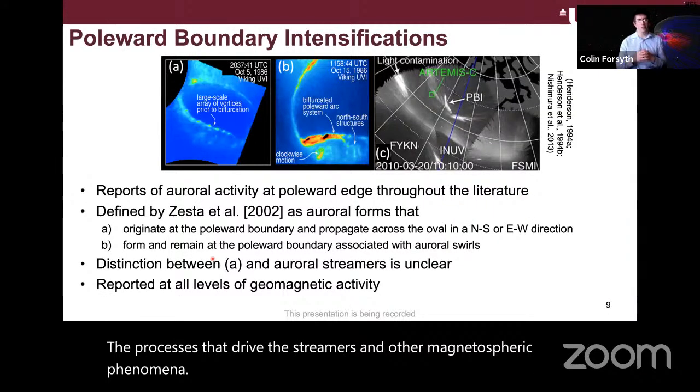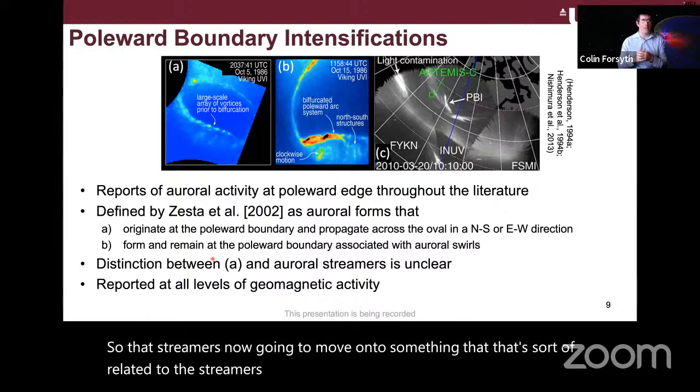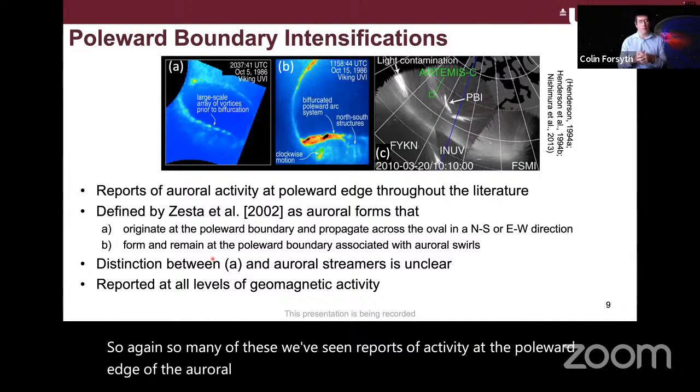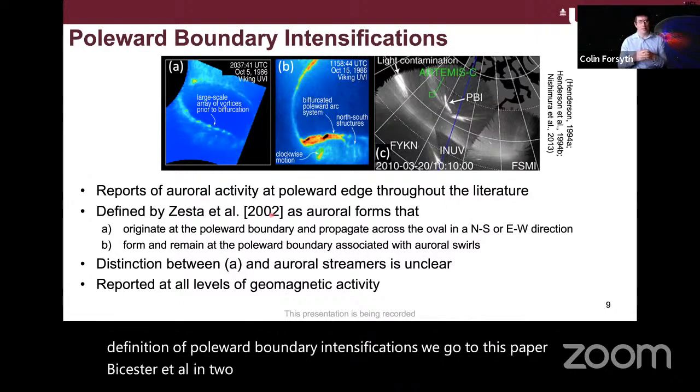Okay, so that's streamers. Now going to move on to something that's sort of related to the streamers, and that's these poleward boundary intensifications. So again, like so many of these, we've seen reports of activity at the poleward edge of the auroral oval throughout the literature. But really, in terms of the definition of poleward boundary intensifications, we go to this paper by Zesta et al. in 2002, and they defined these PBIs into two different classes.